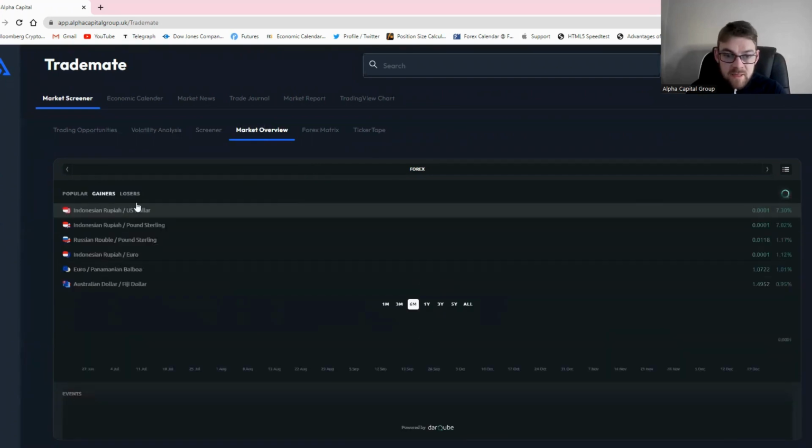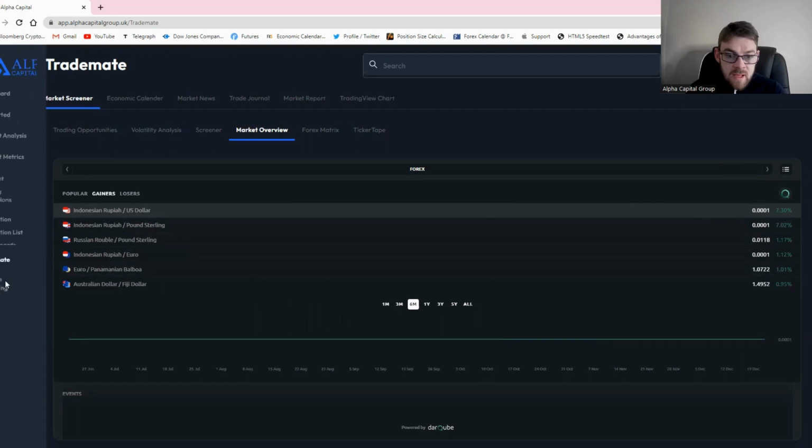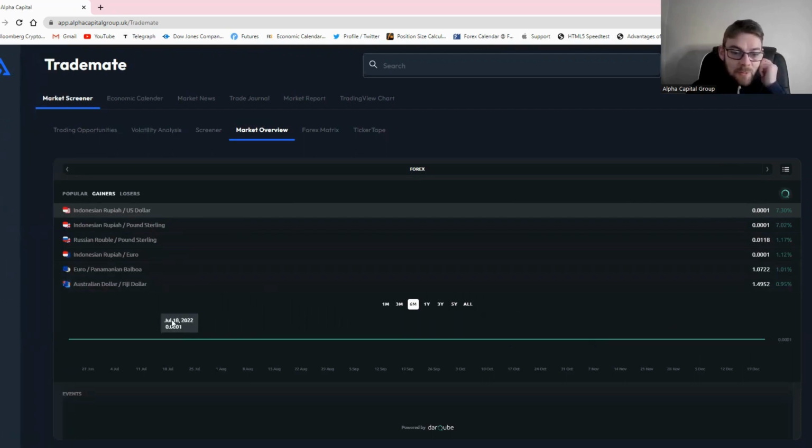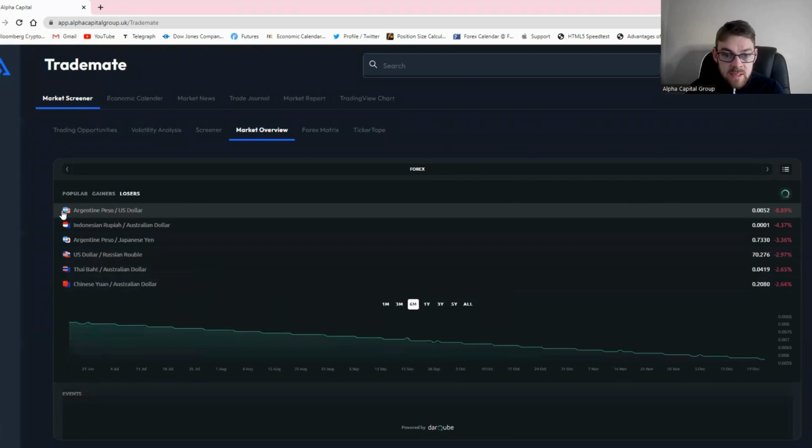Of course, if I was to say gainers, well, the outperformers today, the Indonesian rupee against the dollar is up 7%, right? The euro against the Panamanian balboa is up 1%. Very, very interesting asset classes. But of course, it just goes through that very, very quickly. And of course, on the downside, the Argentinian peso against the US dollar is down a mere modest 9% today. So obviously, hyperinflation must be a significant element within the Argentinian peso and obviously the Argentinian economy. Okay, so that then brings us to the end of the market overview.